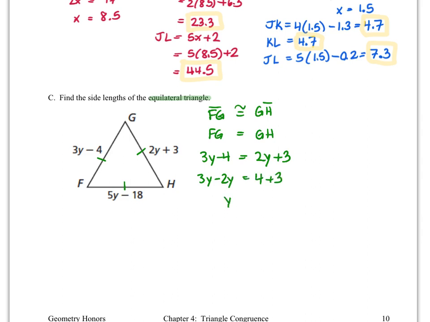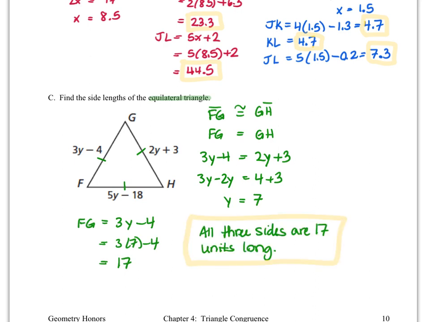So we've got y is equal to 7, which is great because now we can plug y into all three lengths or only into one because we know that they are all the same length. So FG measures 3y minus 4. We substitute in our 7 that we found, and that's going to be 21 minus 4, or 17. That means that all three sides are length 17.